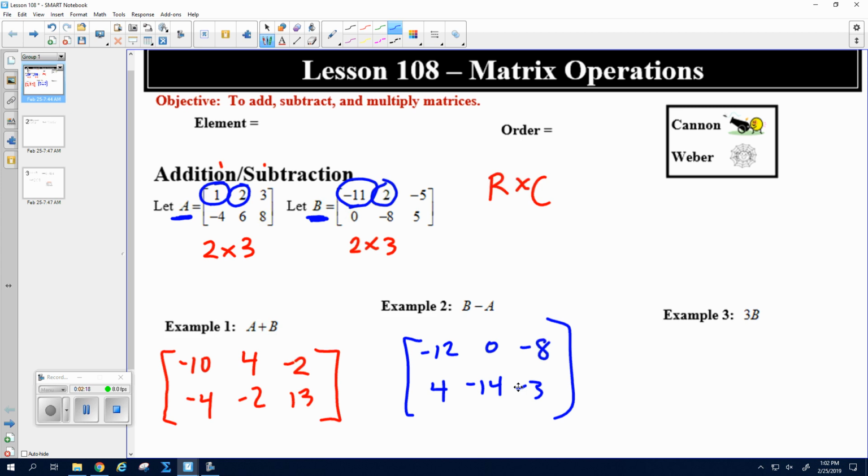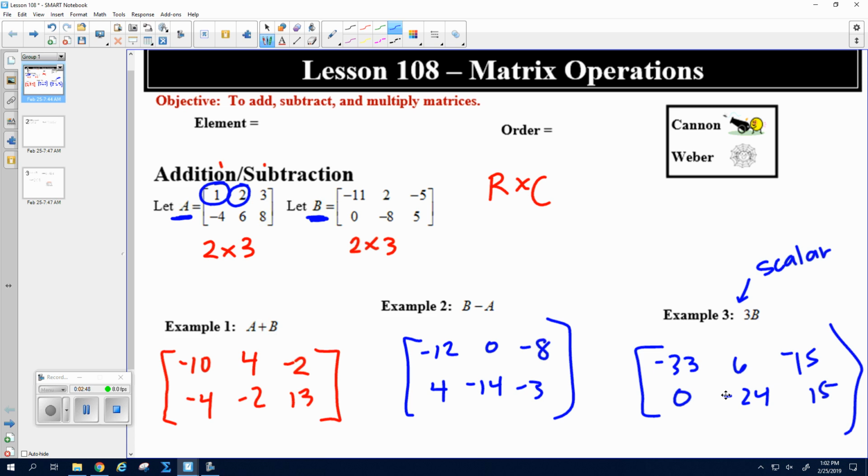All right, if you have 3B, we call this number a scalar. Okay, this is just called multiplying by a scalar. And I'm multiplying the 3 times matrix B. All I do is multiply every element in the matrix by 3. So, matrix B multiplied by 3. What's negative 11 times 3? Negative 33. What's 2 times 3? 6. Negative 5 times 3. 0 times 3. Negative 24, 15. Okay?